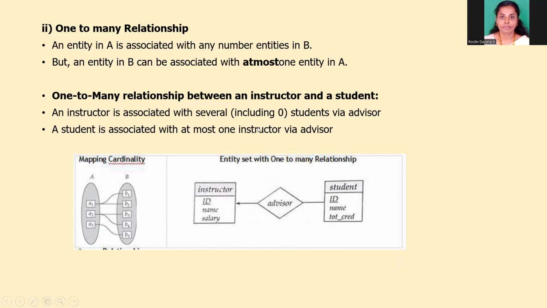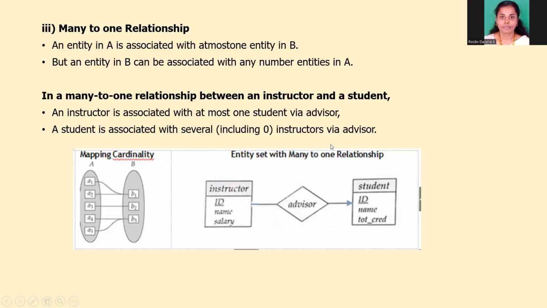One-to-many relationship between an instructor and a student. An instructor is associated with several students via the advisor. So advisor is the relationship. One instructor can have many students, but each student will have only one instructor. A student is associated with at most one instructor via advisor.